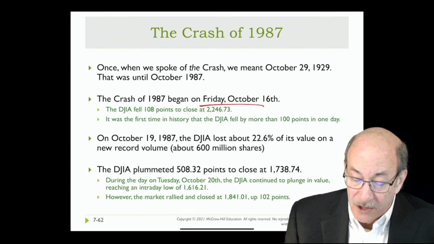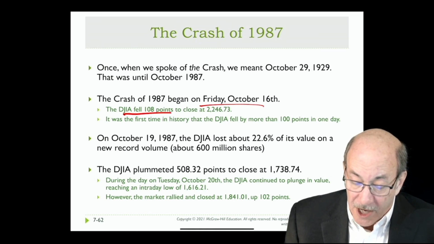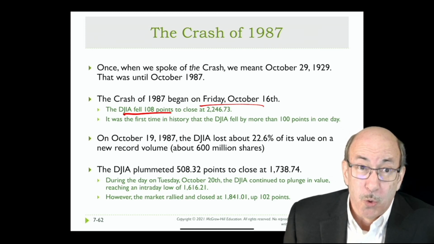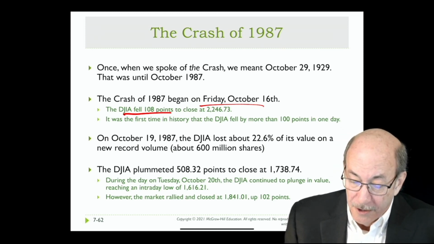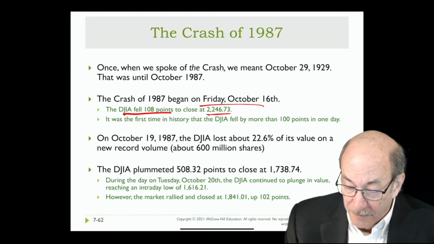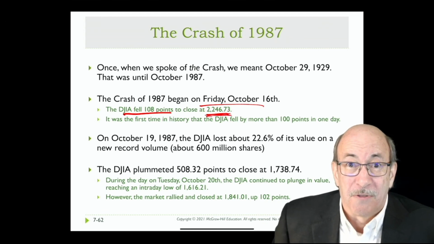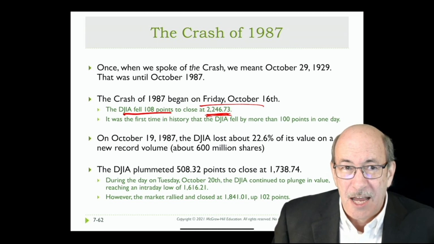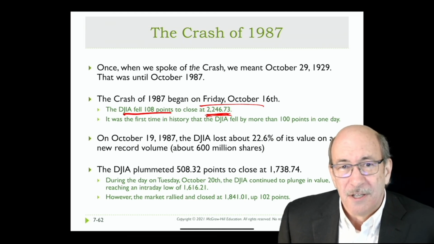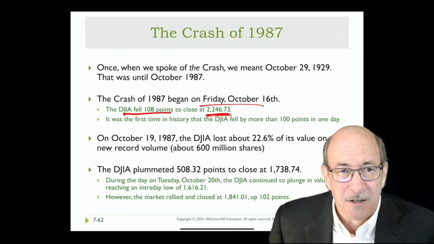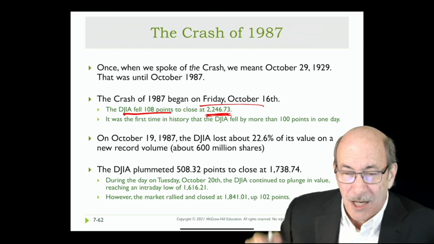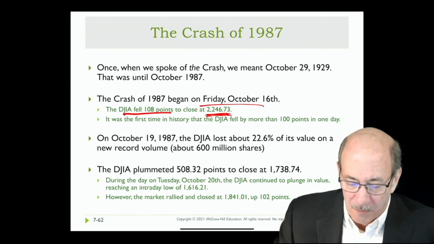on Friday, October 16th, the Dow fell 108 points. And people thought, not good. Why 108 points? Well, remember, it was only around 2,000 at that point in time, so 100 points was a big move. Today, with the Dow over 30,000, 100 points is nothing. I mean, they shouldn't even report anything less than 200 or 300 points because it's meaningless. It's just noise in the process.